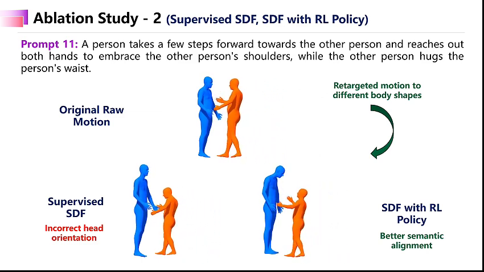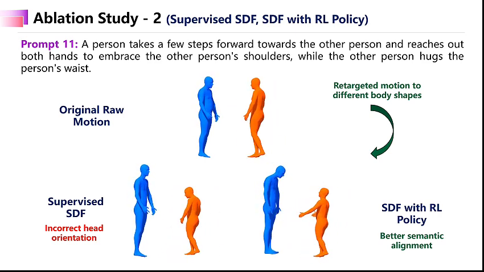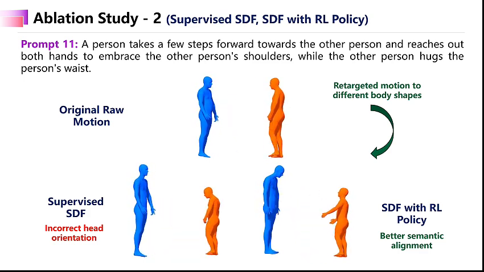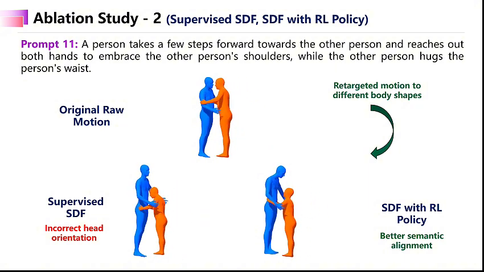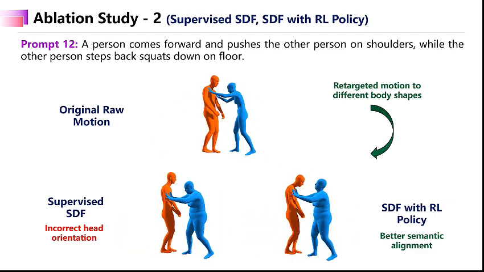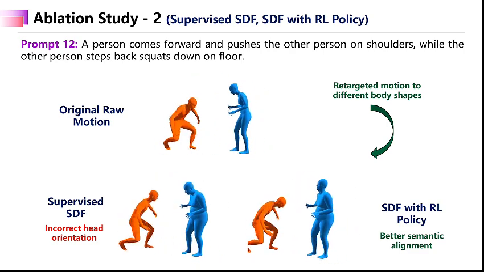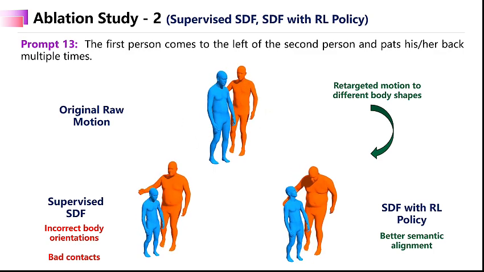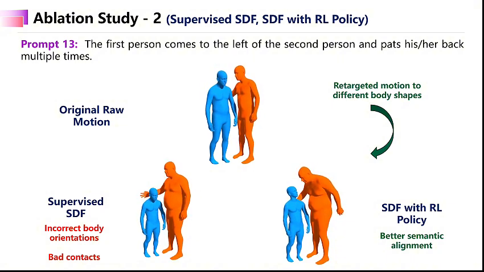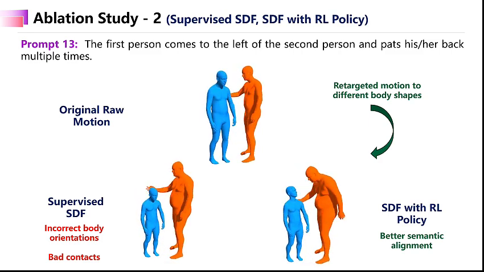Now, in the second ablation study, we evaluate CoShMDM with SDF using a supervised approach against the reinforcement learning-based policy. Here, the RL policy attains better semantic alignment, while supervised SDF suffers from bad head orientations. Again, compared to the supervised SDF, policy-guided SDF yields better semantic and physical consistency in the second example. The similar effect is again observed in this example. So these examples show that shape-aware modeling with the RL policy enables retargeting motions without contact degradation.